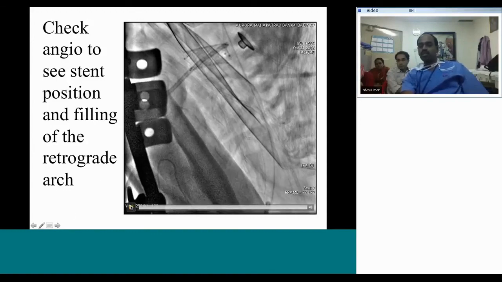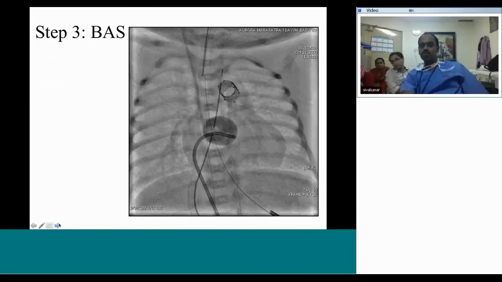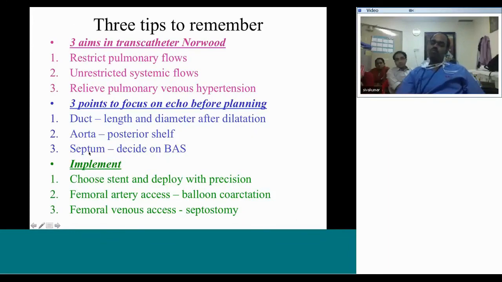And there is a retrograde filling of the descending thoracic aorta also. So this is the retrograde filling of the descending thoracic aorta and arch, with the supra-aortic vessels. You can see the ascending aorta as well. So this is how the procedure is done. Last step, you do a balloon septostomy and create a septal tear also. So this is what is called the hypoplastic stage 1 Norwood hybrid.